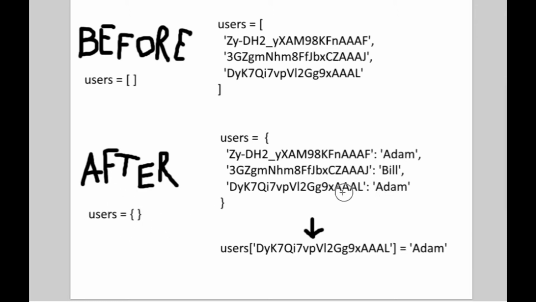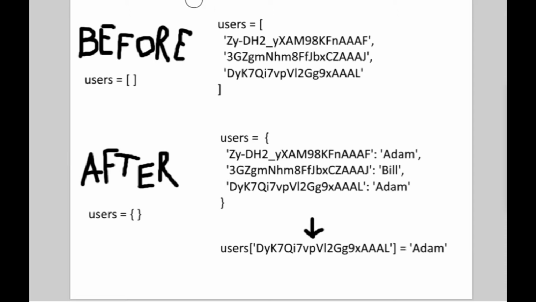Every time a new socket connection is established, a new key value pair will be added to this object, where the socket ID will be the key, since those are always unique, and the name of the user will be the value, so that I can get the username that belongs to a specific socket ID like this.